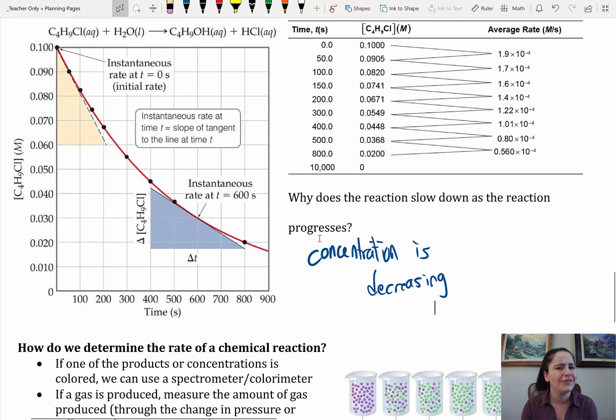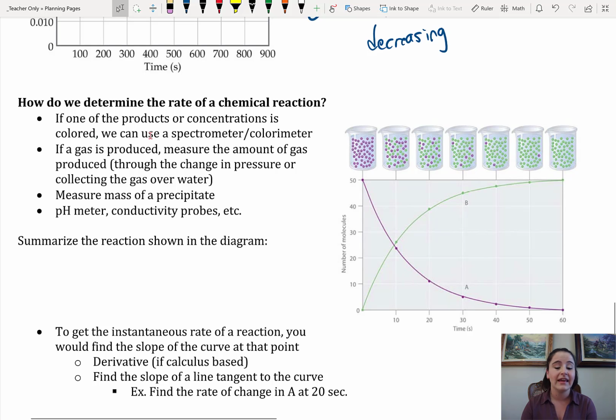Now, how do we even measure that though? How do we measure that change in the reaction? Well, there's a lot of different ways that we can do that. If one of the reactants or products, not concentrations, has a color to it, we can use spectroscopy. We can use a spectrometer like we did with the Beer-Lambert law to find how that concentration is changing.